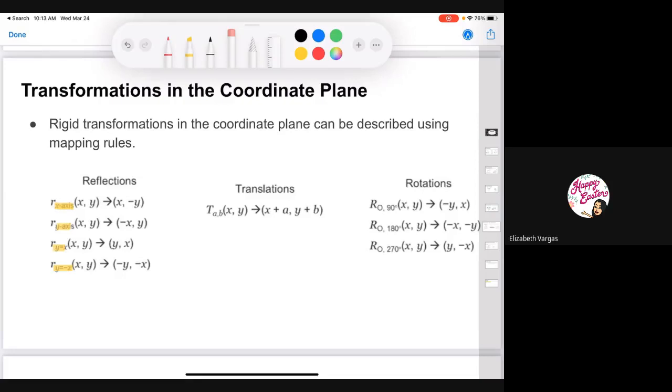For translations, it is represented like this, where this A tells us what happens to our x value, B tells us what happens to our y value. A is us moving left and right. B is us moving up and down. And then for rotations, we have specific mapping rules too for 90, 180, 270. Okay. And if you have any questions about this, you can go ahead and review those PowerPoints for when we went over reflections, translations, and rotations. Okay.